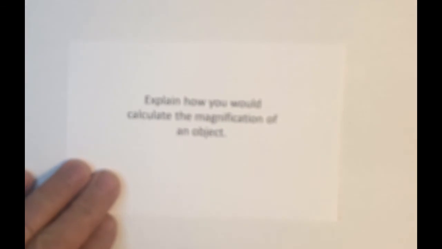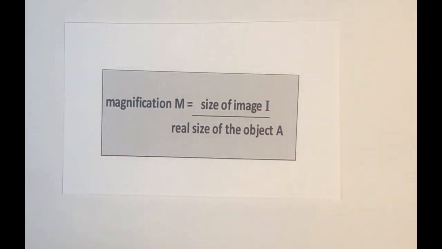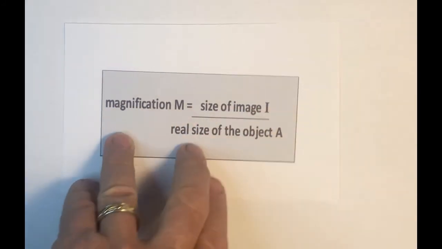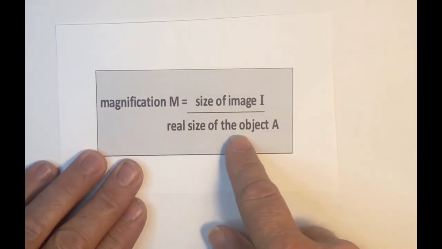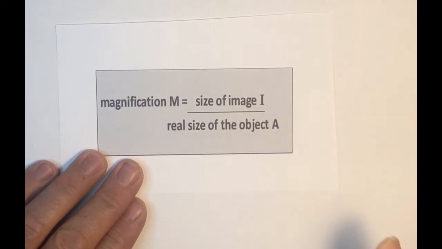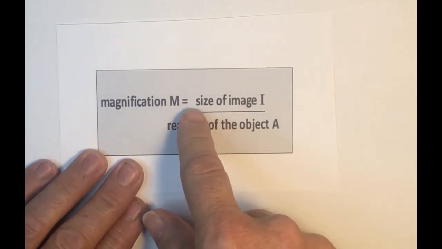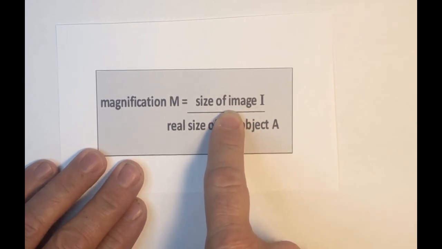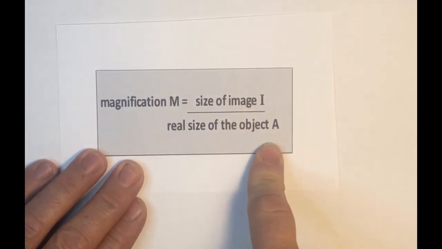The second part of the question was: explain how you would calculate the magnification of an object. To do this, you use this equation, and what you need to do is basically remember it. Magnification, M, equals the size of the image, I, divided by the real size of the object, A. So you have the size of the image, which is the size of the image that you can actually see, and then the real size of the object.